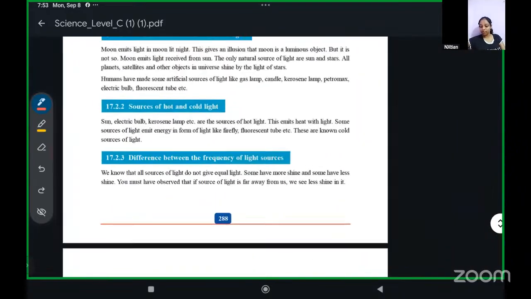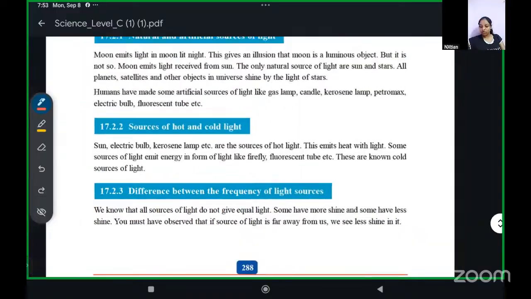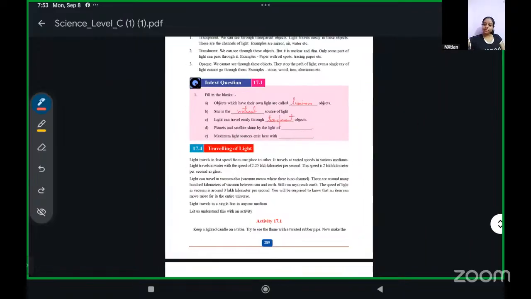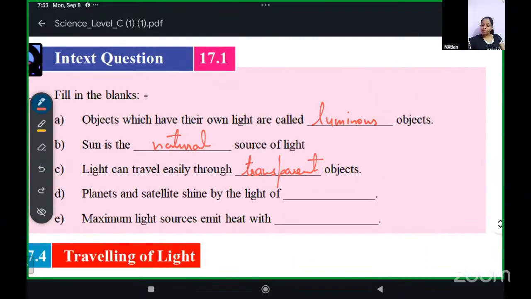Sun. Okay. All the planets, satellites, and stars shine by the light of stars. And the sun is also a type of star.